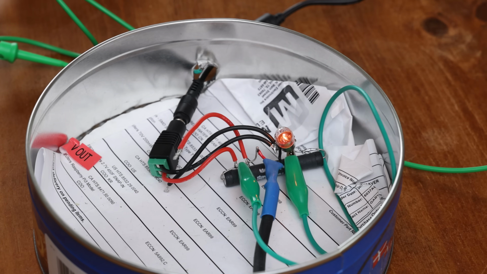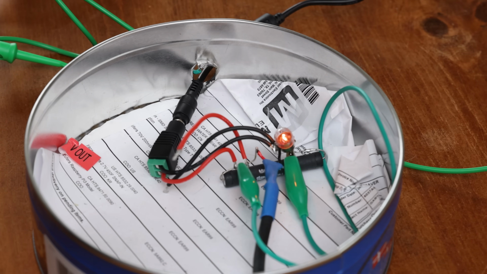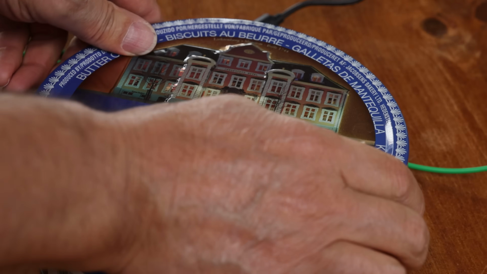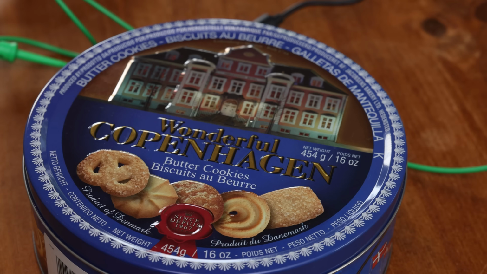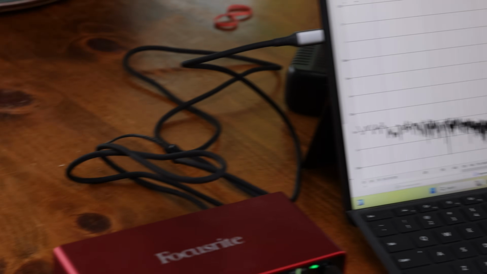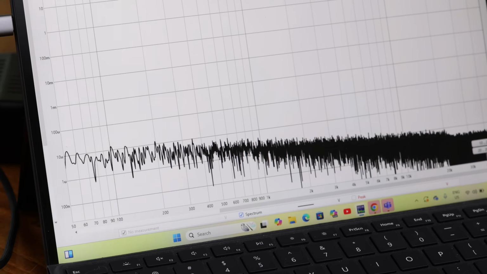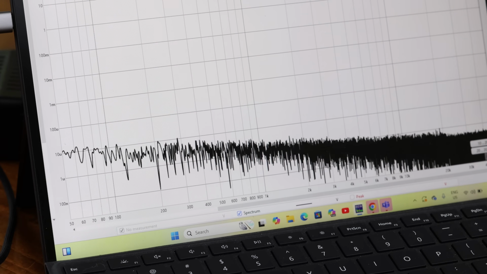All right, so I got it connected here, got the light bulb also. It's a little dimmer because it's 5 volts this time. We're just going to cover the can and have a look to see how it's measuring right now. As you can see, we're looking at around about 10 microvolts basically.